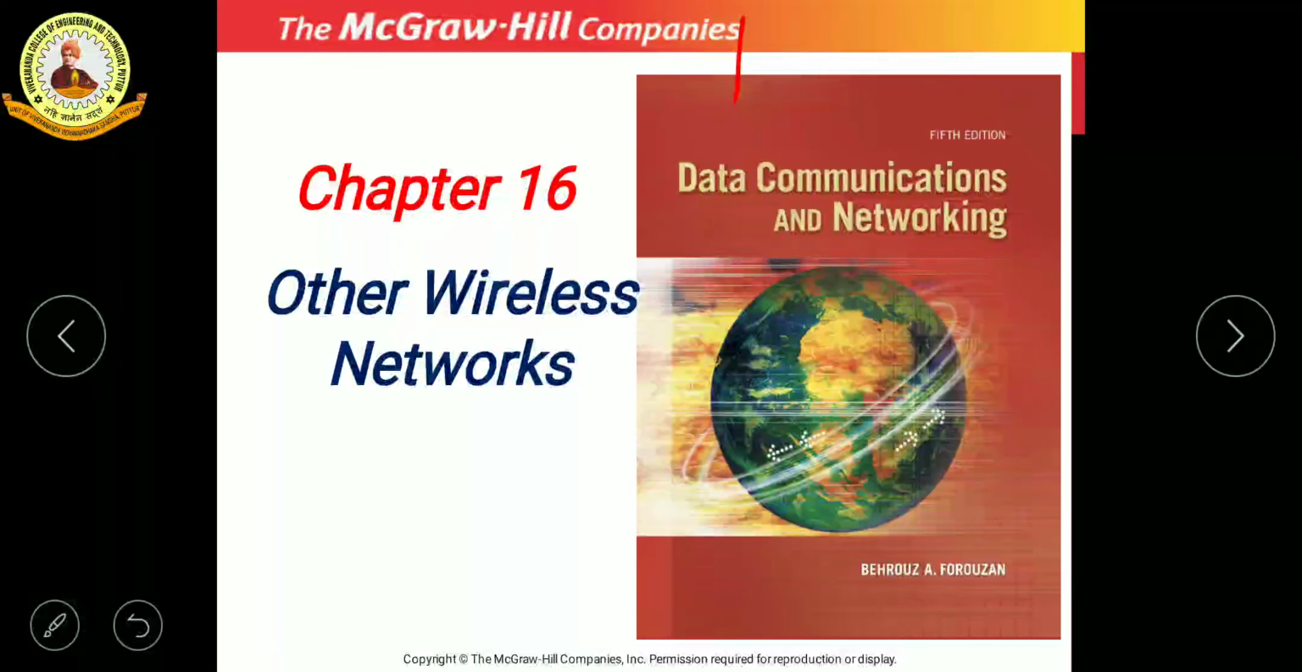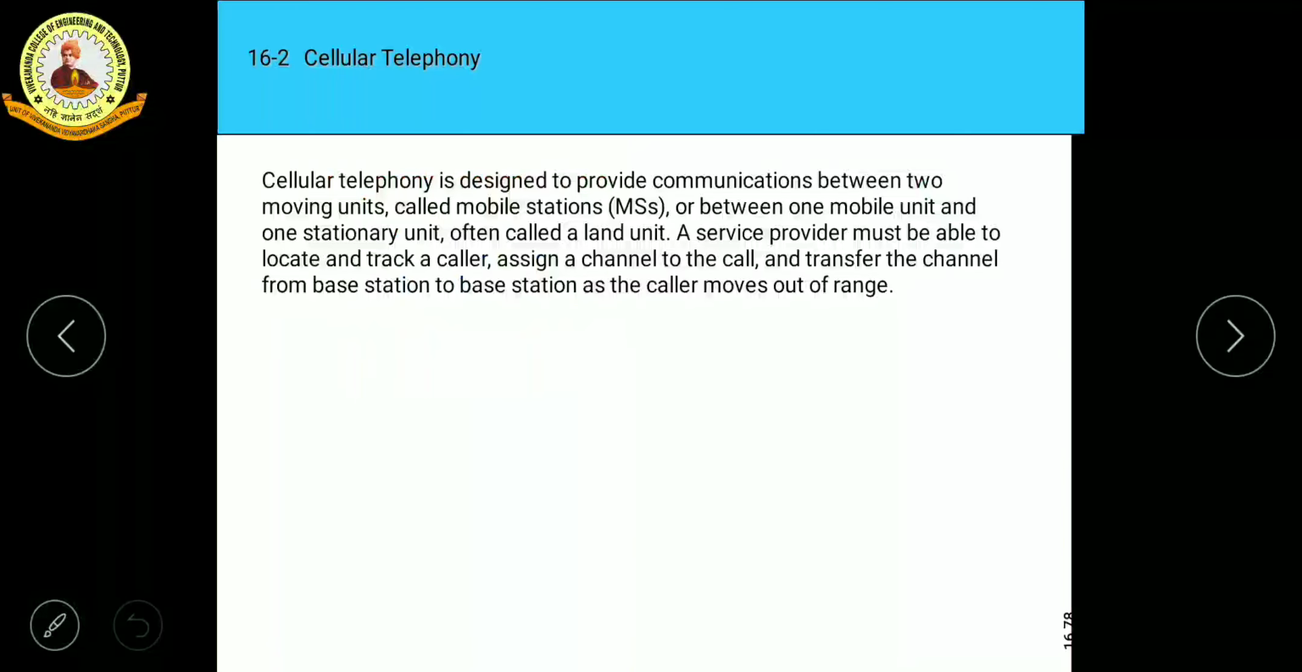Here we have again only one concept to discuss, 16.2 cellular telephony, that is the working of your mobile phones, and how mobile phones evolved, what is 1G, 2G, 3G, 4G, and how your calls are connected, how your mobiles are located by the base stations. All these concepts we are learning in this topic. Really helpful and very interesting topic. So we will discuss without wasting much time.